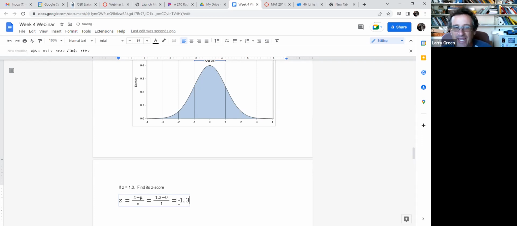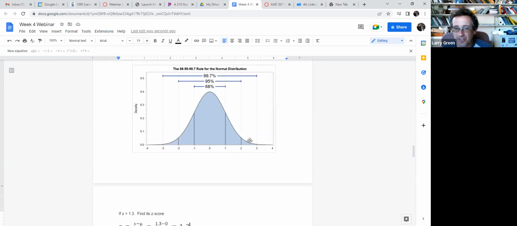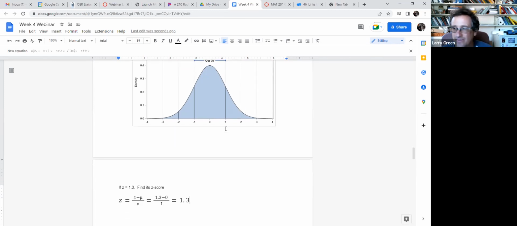Yeah, it's 1.3. So the z-score for the value of 1.3 is 1.3. I want to emphasize that we use the letter z to talk about the standard normal distribution, and that's because it's its own z-score when you have a standard normal distribution. Any questions on that? Okay, because subtracting 0 and dividing by 1 doesn't change anything. Any questions on this set of examples?